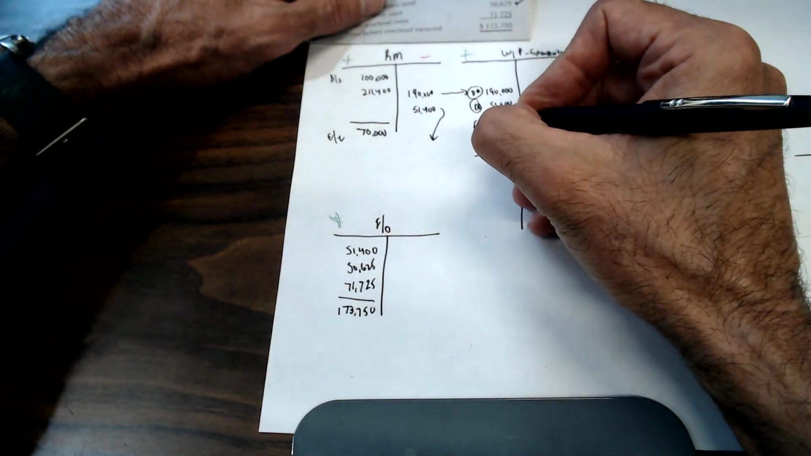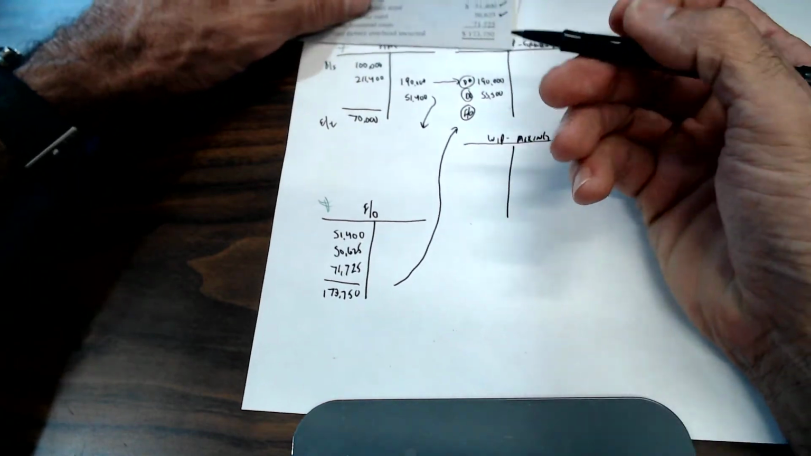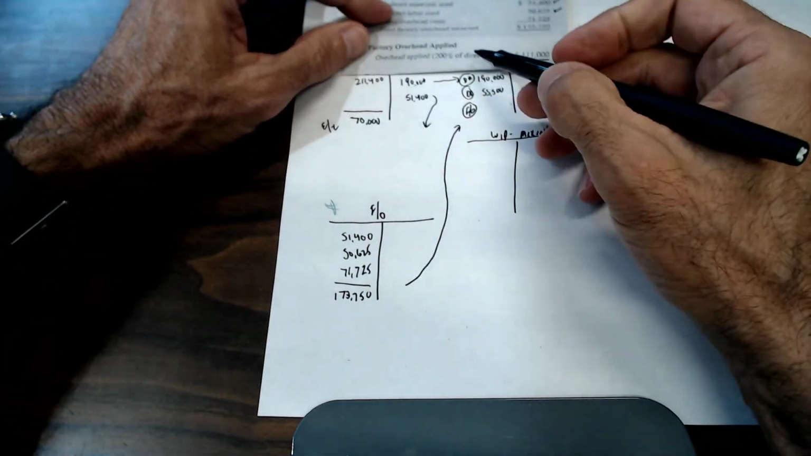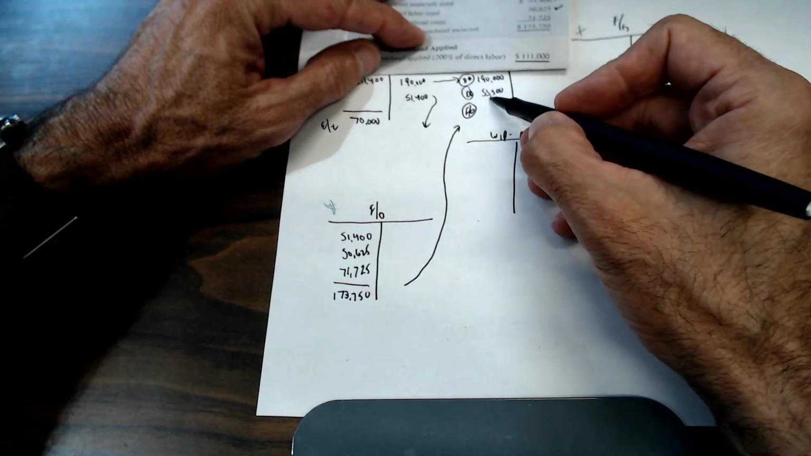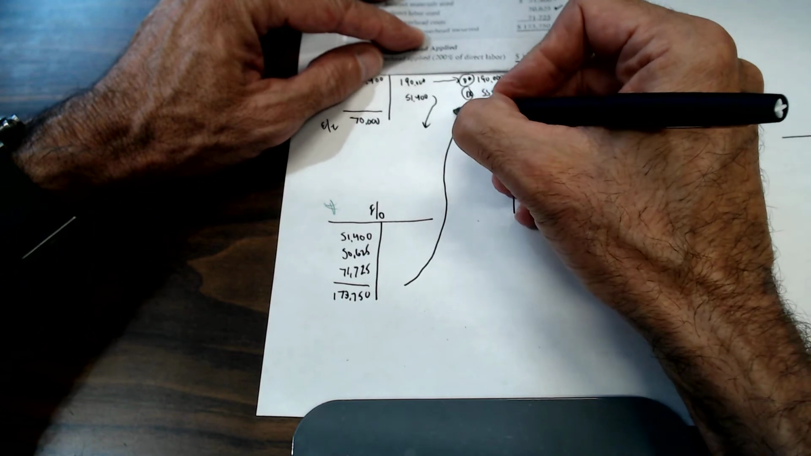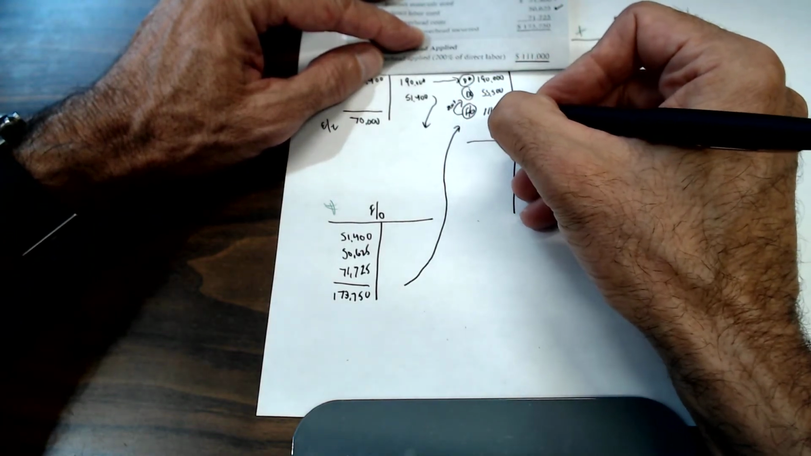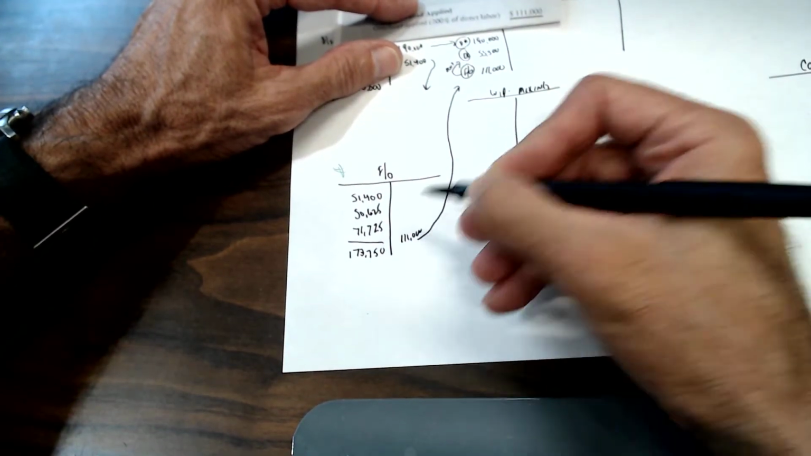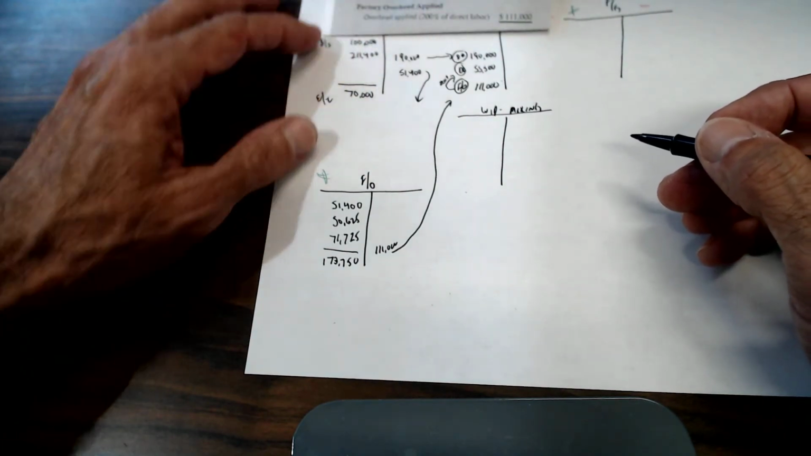I need factory overhead applied, don't I? I wonder what the rate is. It says factory overhead applied is 200% of direct labor. What's direct labor? 55,500 for this department, so we're going to charge it with 200% of that, which is $111,000. So far, so good? Cool.